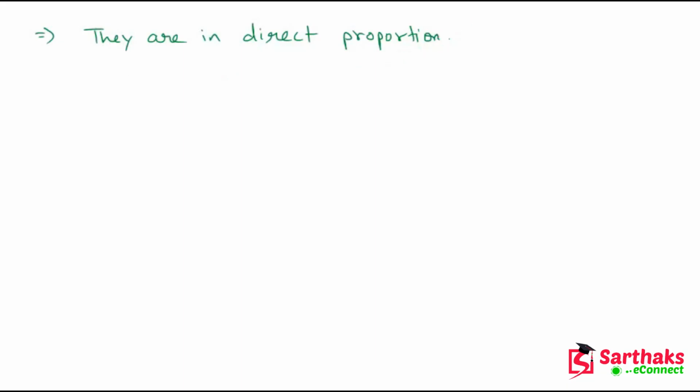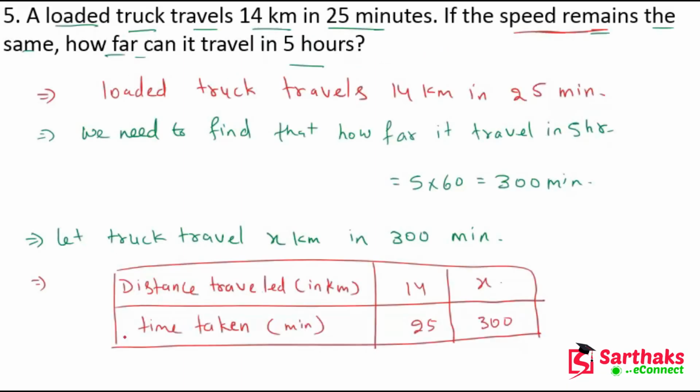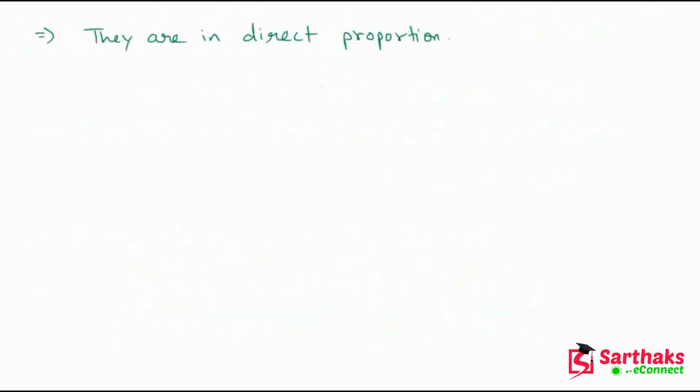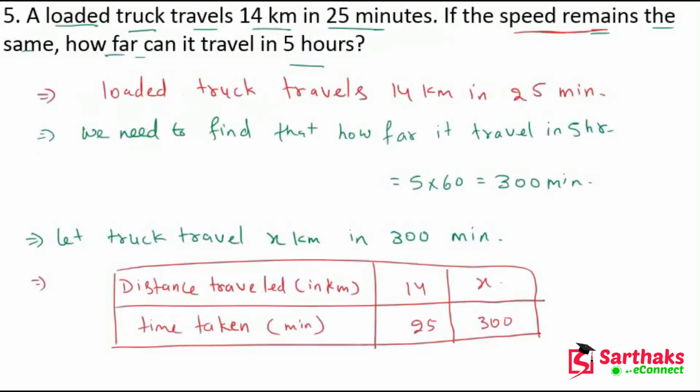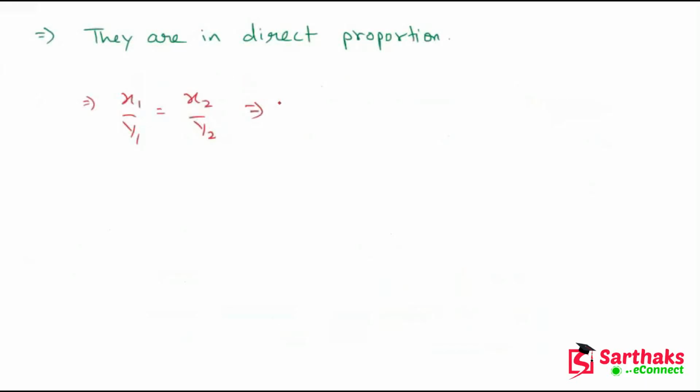Yes. So now if two variables are in direct proportion, we can write it as x1 upon y1 is equal to x2 upon y2. Here this is x1, this is y1, this is x2, and this is y2. So we can write 14 upon 25 is equal to x upon 300.